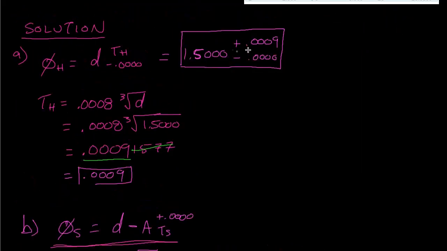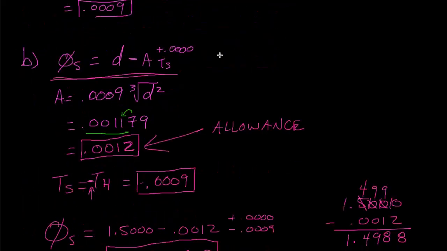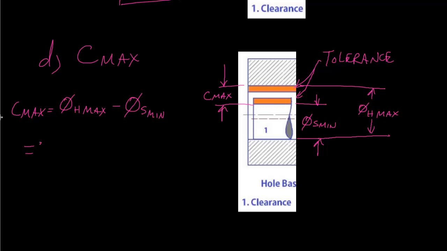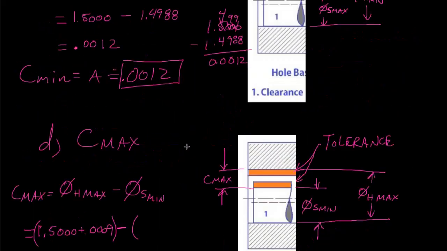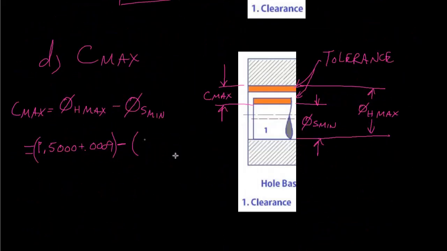Okay, so the maximum hole size is the design size plus the tolerance. So let's write that down. So for the hole, 1.5000 plus 0.0009 minus, I'll put this one in brackets, and I'll put the other one in brackets just to distinguish where the numbers came from. Okay, so we have the shaft design size minus the tolerance to get the smallest shaft size. So 1.4988 minus 0.0009.